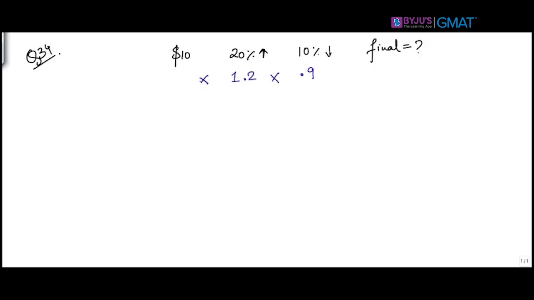Multiply this with the original price, and whatever answer you get here will be the final price of the item. So if you multiply 1.2 and 0.9, what do you get? 1.08, multiplied by 10, 10.8. Isn't that what we had got? So you see, you can do it the conventional way and end up taking a longer time, or do it in a shorter way. Now that you know this, the question is much easier for you to solve.